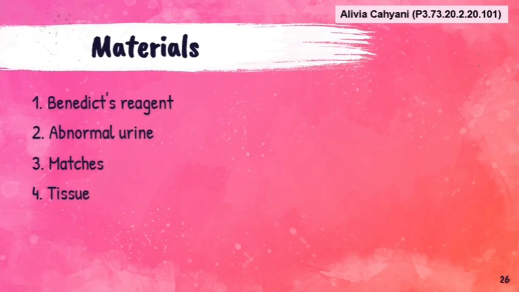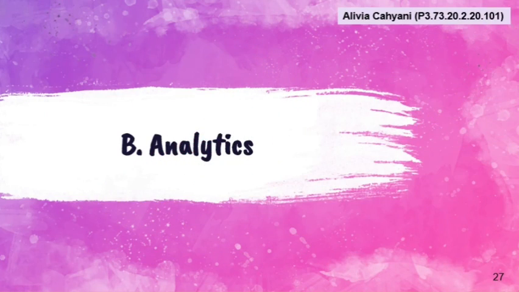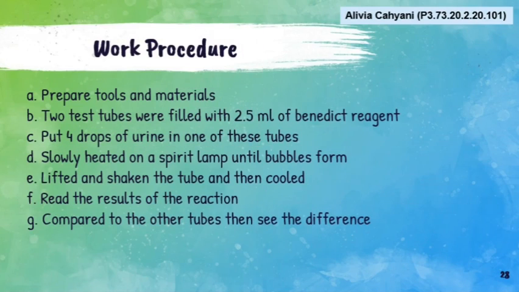The materials are 1. Benedict's reagent, 2. Abnormal urine, 3. Matches, 4. Tissue. B. Analytics. Work procedure. A. Prepare tools and materials. B. Two test tubes are filled with 2.5 ml of Benedict's reagent. C. Put 4 drops of urine in one of these tubes.